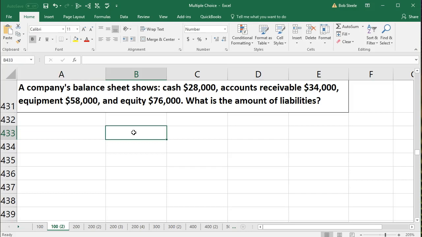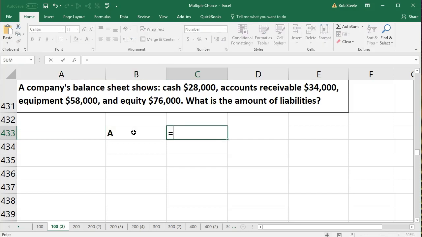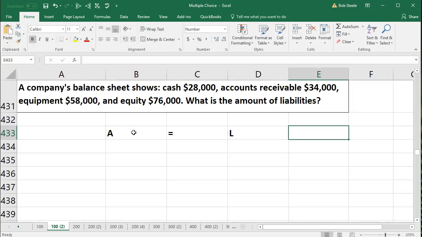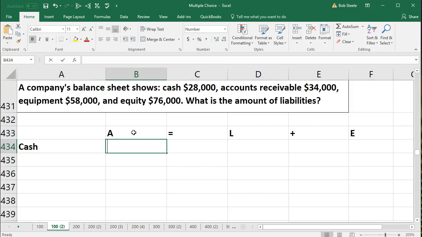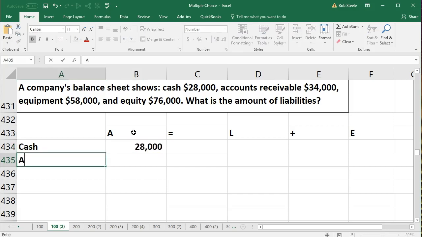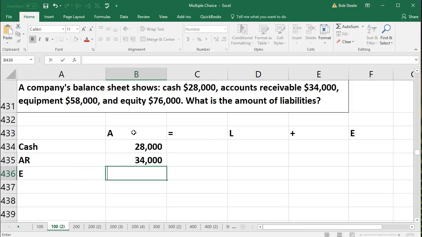Once again, we'll write down the accounting equation of assets equal liabilities plus equity. We're going to then list these accounts. We have cash, which is of course an asset of $28,000. We've got accounts receivable of $34,000. It's an asset. And equipment, which may not be spelled exactly correctly, but that's okay.